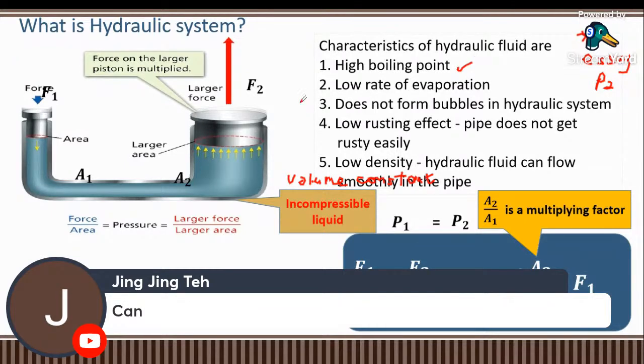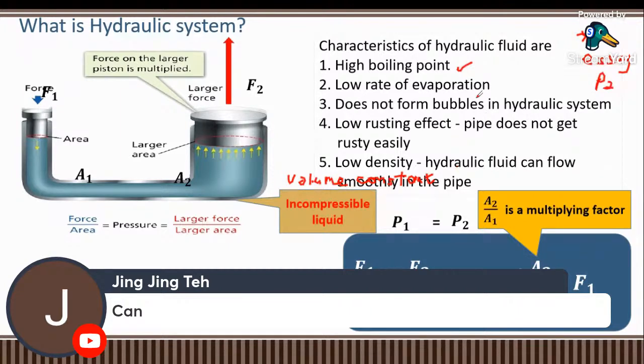Why do we need high boiling point? Because you can see for the hydraulic system, the liquid keeps pushing down and pushing up here. So it keeps moving and rubbing the wall of the container, so it will produce heat energy. That will cause the temperature of the liquid to increase. So if we use a low boiling point, we're afraid that the liquid might boil. So we use high boiling point liquid so that it does not easily boil.